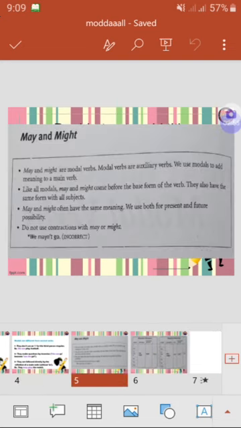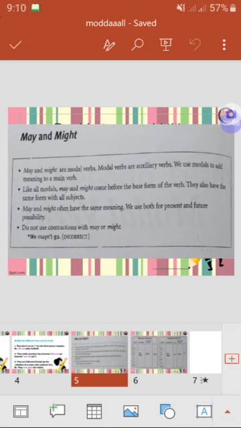Let's stress on may and might. May and might are modal verbs. Modal verbs are auxiliary verbs. We use modals to add meaning to a main verb. So what is the importance of the modal verbs? It's to add meaning to the sentence.